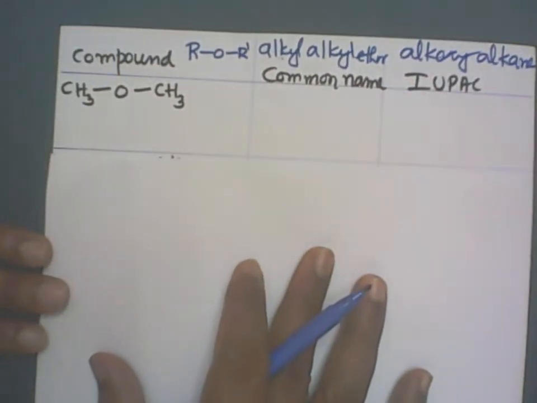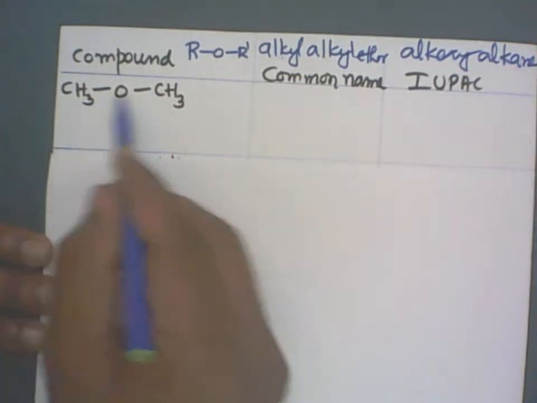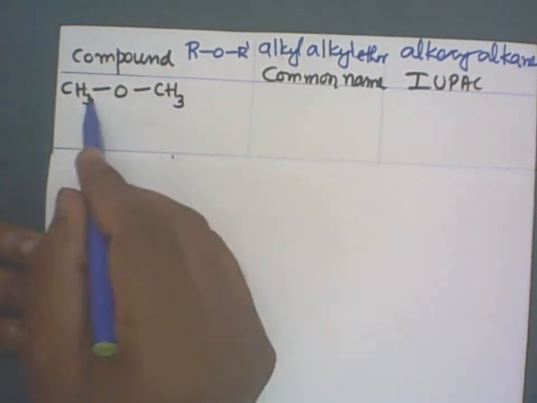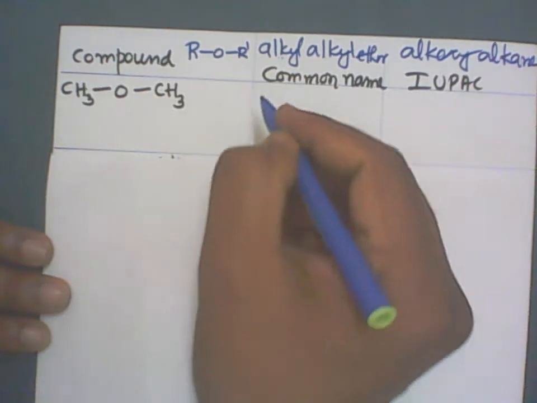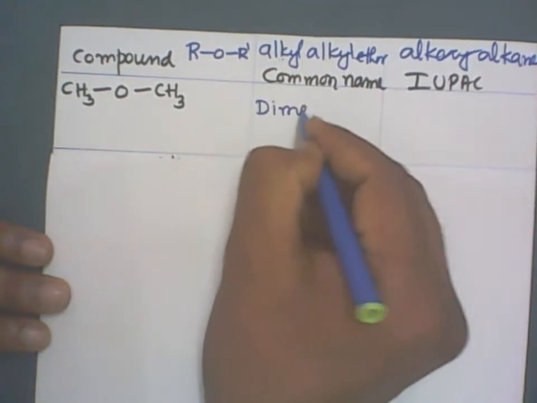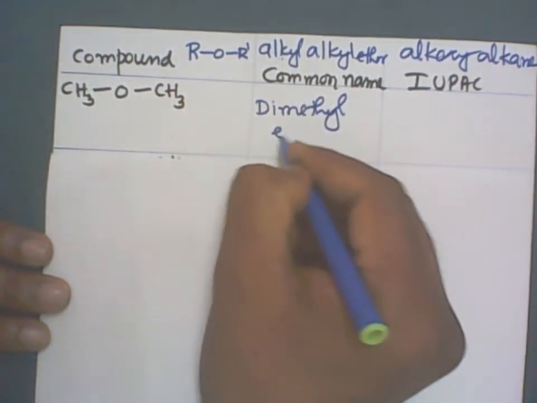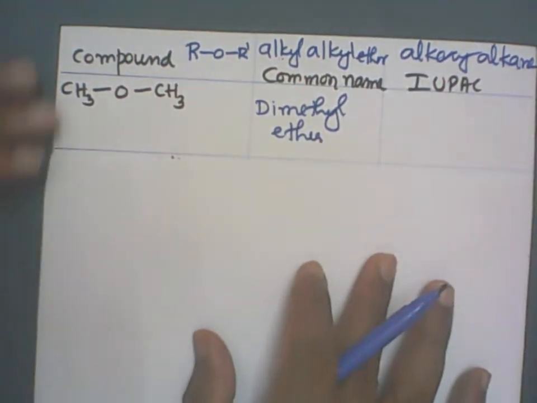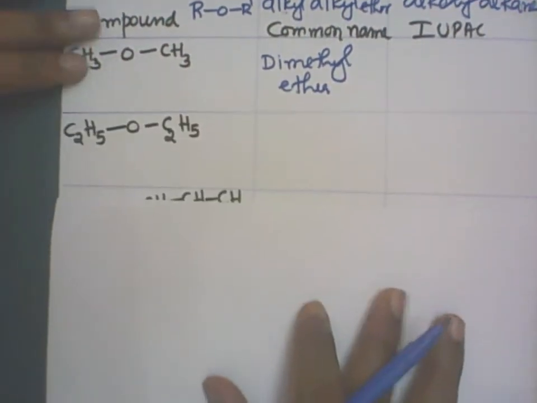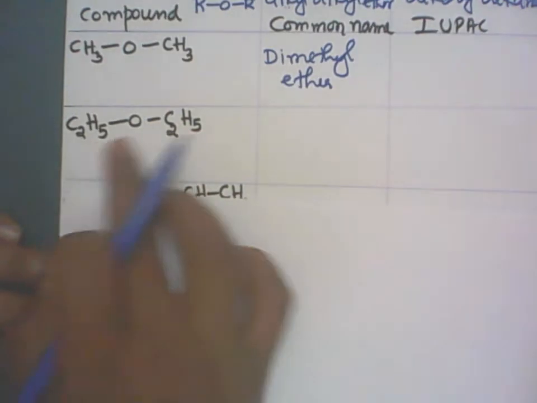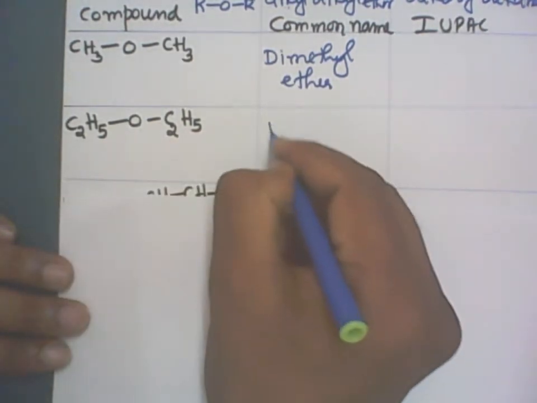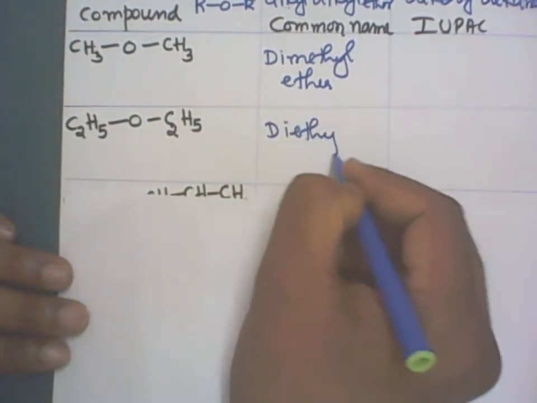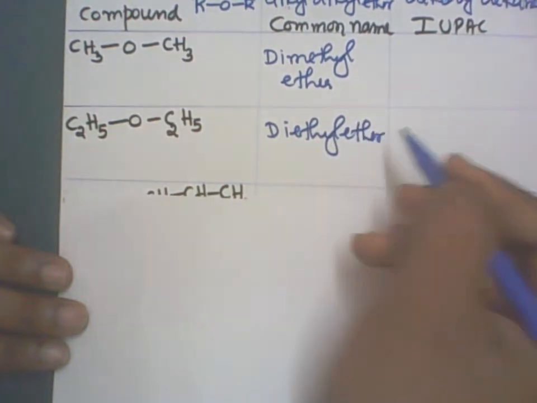I'm going on writing the common names first. There are two methyl groups, groups are the same, so it is called dimethyl ether. Next one, two groups are the same again, ethyl groups. So it is called diethyl ether.